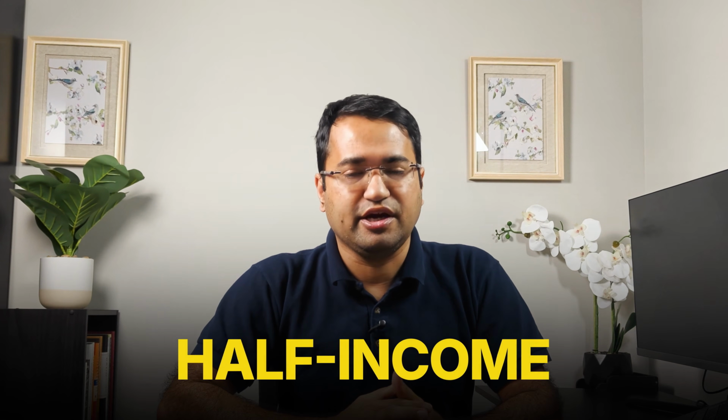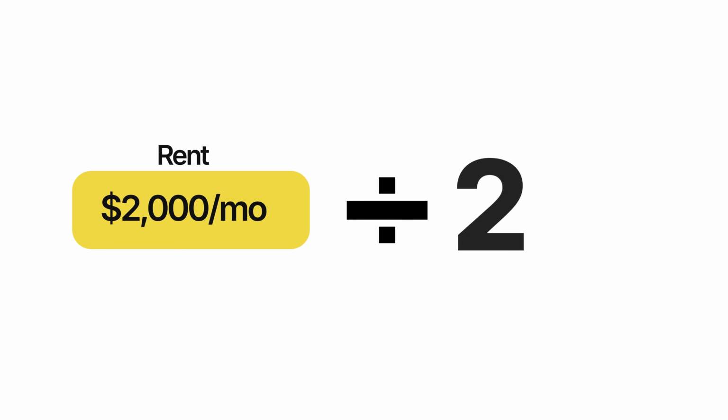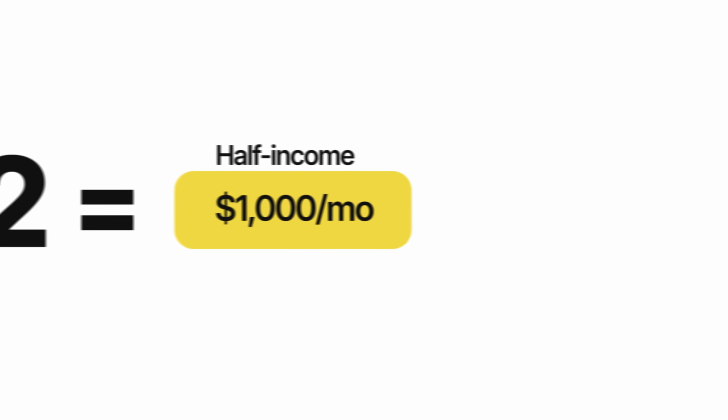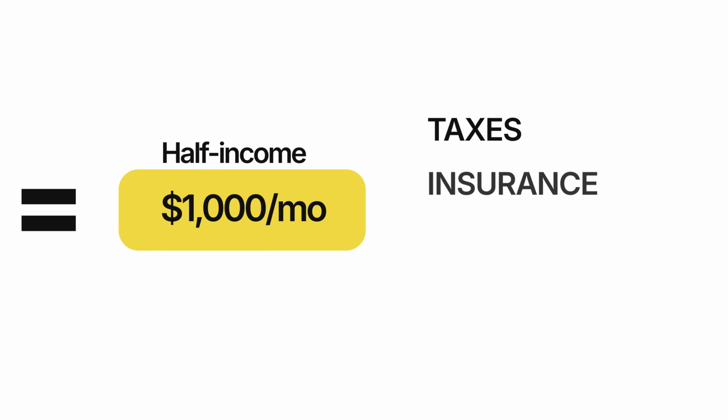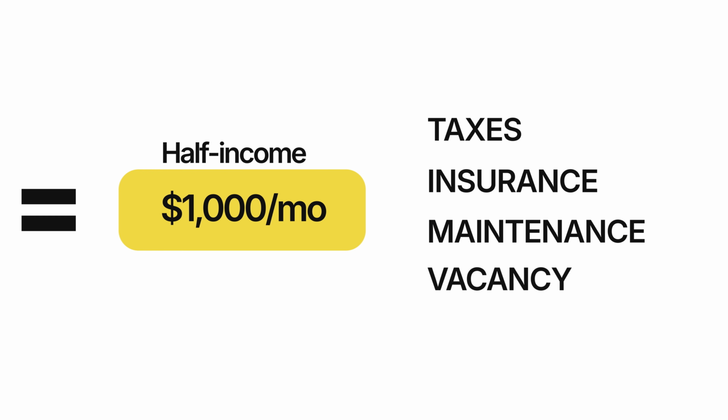Here's the number I call half income. I use it before I touch a spreadsheet. Take whatever rent the property collects, divide by 2, so it is half income. That half income is for taxes, insurance, maintenance, vacancy. It disappears before your mortgage sees a single dollar.